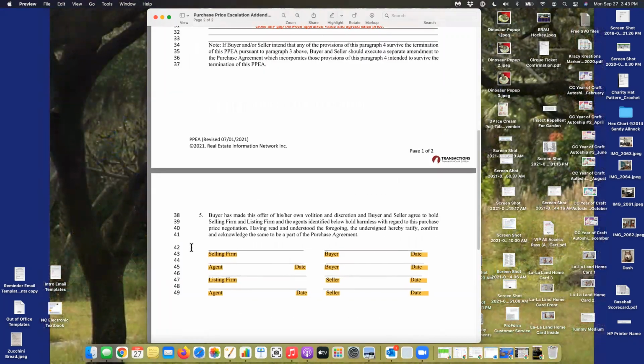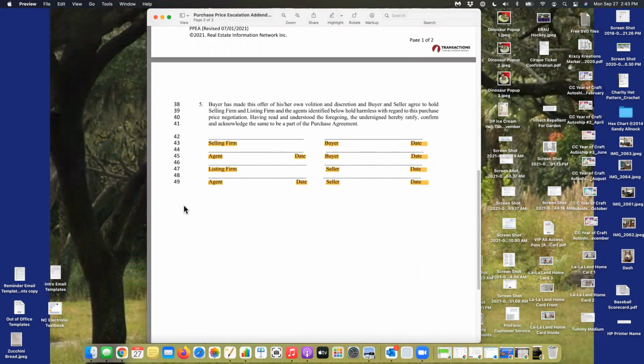Page 2 talks about being free will, and everybody signs this for it to become a part of the purchase agreement.